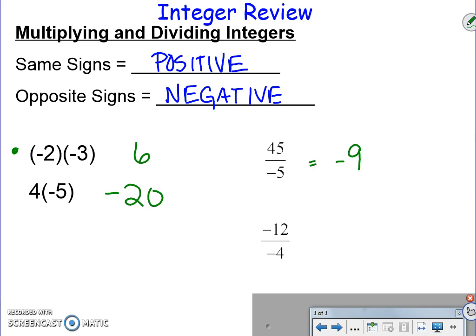And then we have negative 12 divided by negative 4, same signs, so our answer will be positive, and then just divide like normal. What's 12 divided by 4? Or how many times does 4 go into 12? Well, that is 3. And it stays positive because the signs are the same.